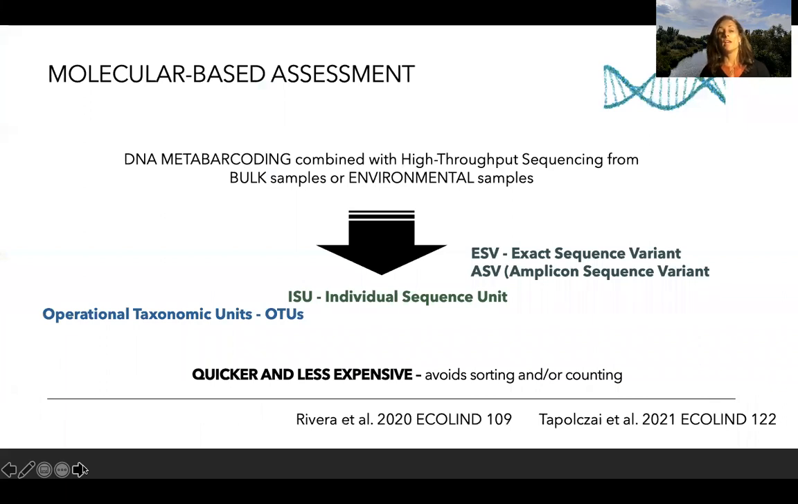As an alternative, DNA metabarcoding combined with high throughput sequencing from bulk samples or environmental samples provides information that can be converted into operational taxonomic units or can be used as individual sequence units or exact sequence variants. This is a quicker method and maybe less expensive, but definitely it avoids the sorting step and the counting of individuals.